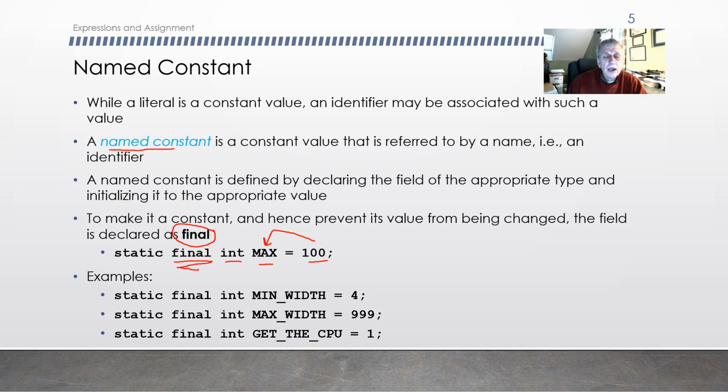This is what makes the identifier a constant. We can refer to max throughout the program to be able to look at the value, but we can never do another assignment. The compiler will prevent us from being able to do that. So this is the first and only, it's the final assignment, hence the final keyword. This makes it a named constant.